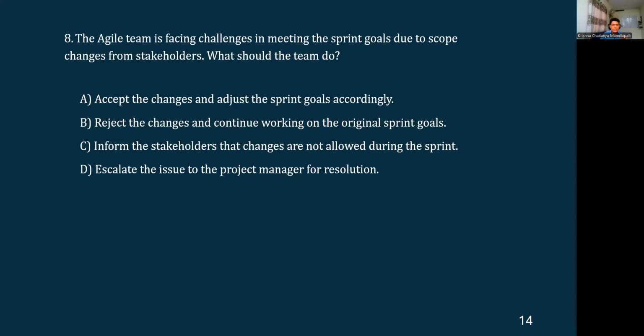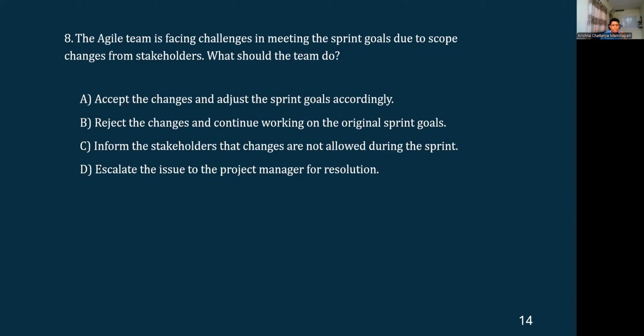Reject the changes and continue working on the original sprint goals, which cannot be an option because stakeholders are given the utmost importance or priority, and the changes or the requests that are coming from the stakeholders should be given priority and should be adapted into our product backlog or the sprint backlogs. So which means B can be eliminated. That is the wrong answer.